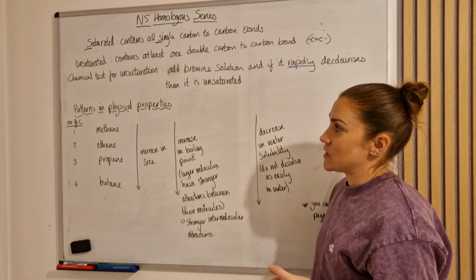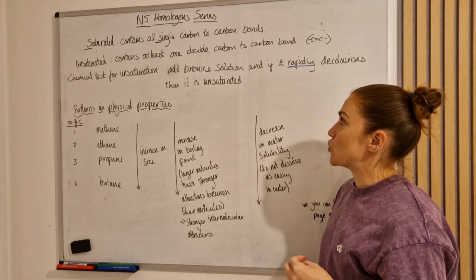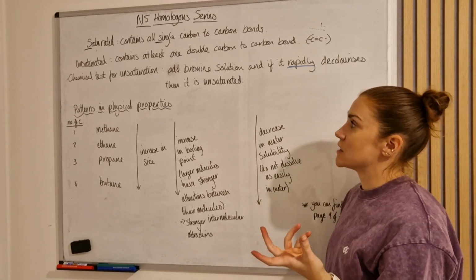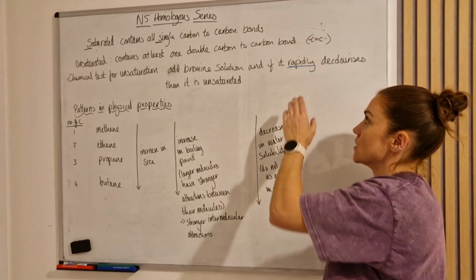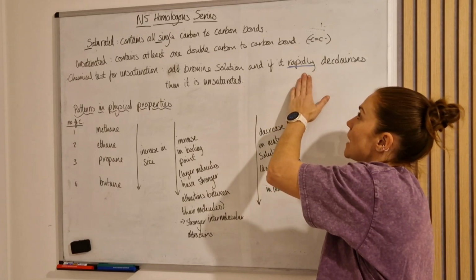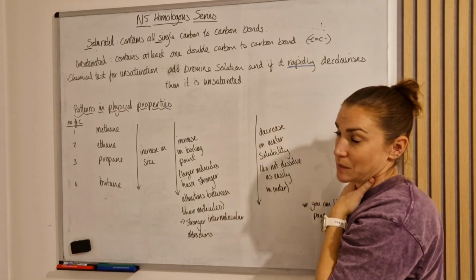Then again, the chemical test for unsaturation is you would add bromine solution to your substance, and if it rapidly decolorizes, then it is unsaturated. And the word rapidly is extremely important. If you don't have the word rapidly, you won't get the mark, okay?